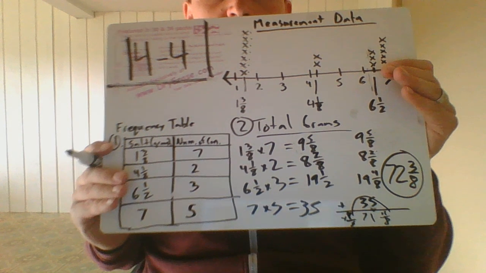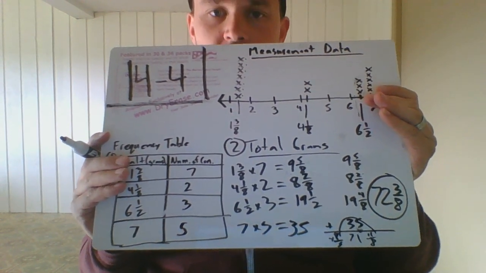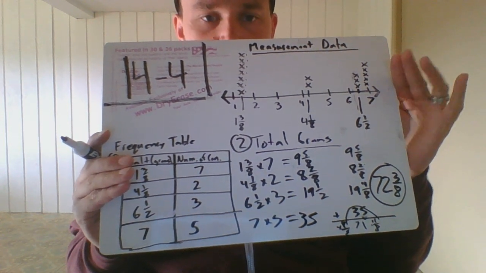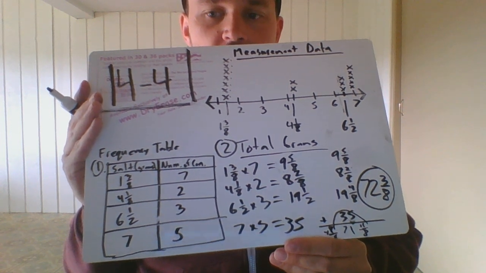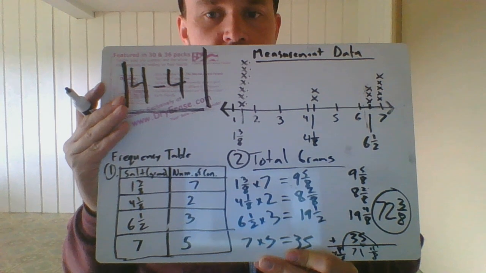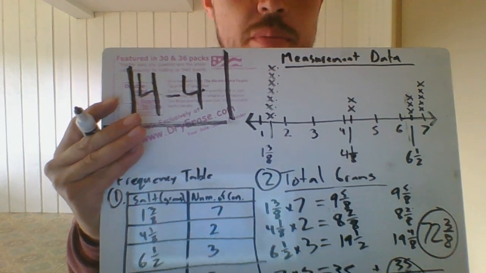Like I said earlier, this is one of the most difficult lessons. I went fast through some difficult steps that we would need to review. So the key is reading off a chart, writing a frequency table, double checking your calculations, and you should be just fine. So the total amount is 72 and 3/8 grams. That's for number 2.